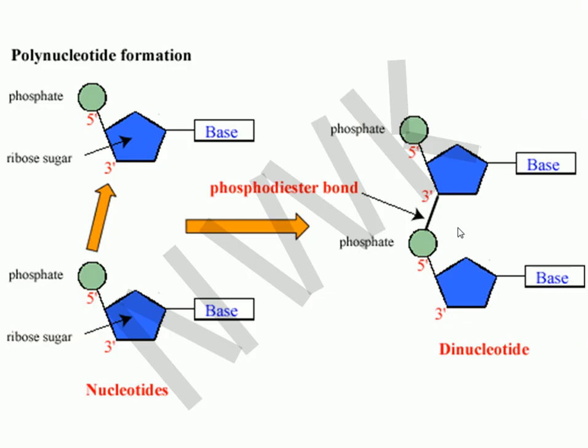So when two nucleotides join together, they will form a polynucleotide. How can two nucleotides be joined together? The two nucleotides can be joined together through the formation of a bond called a phosphodiester bond. This phosphodiester bond links the 5 carbon sugar to the phosphate group. From here, they will form a strong covalent bond, which is a phosphodiester bond.